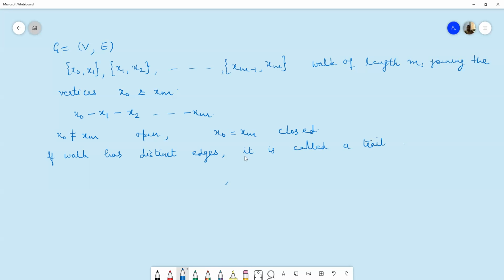Now in addition, if a walk has distinct vertices, except possibly for the first and the last vertex, then it will be called a path. Obviously, if it has distinct vertices, then it has distinct edges also. And a closed path is called a cycle.